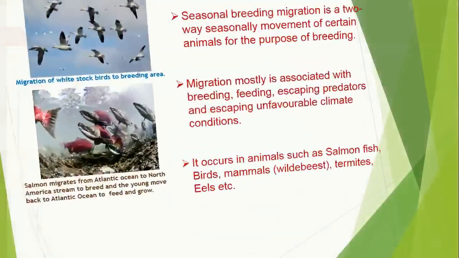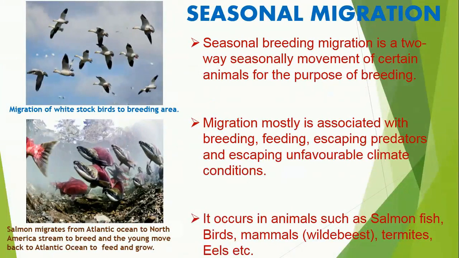Now, lastly, we want to look at seasonal migration. Seasonal migration is a two-way seasonal movement of certain animals for the purpose of breeding. They live in point A and they decide to move to point B to breed. After breeding, the young ones come back to point A in order to feed and grow. So it's a two-way movement.